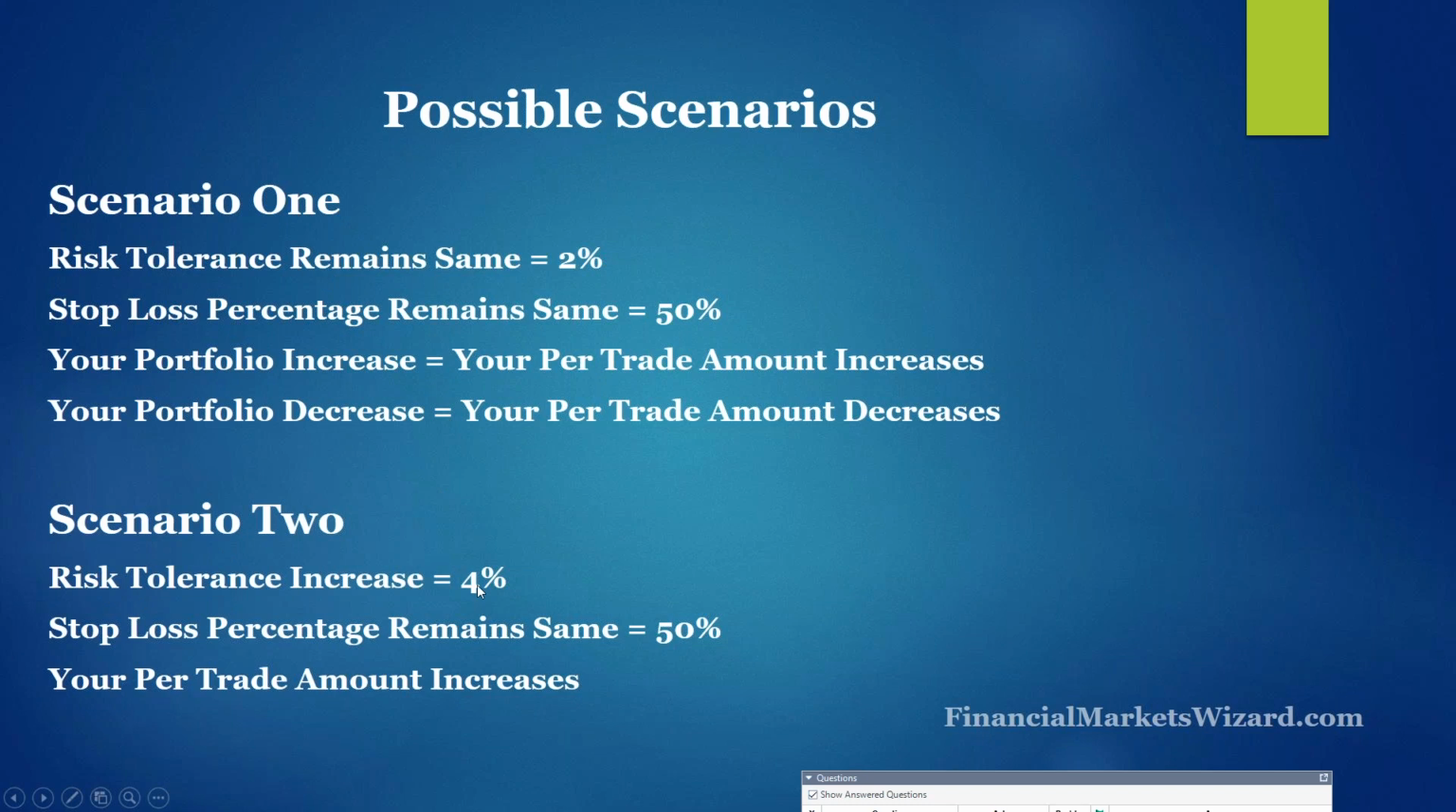Scenario 2. Let's say scenario 2 is 4%. Risk tolerance is 4%. You increase your risk tolerance from 2 to 4. You said, okay, I'm willing to risk 4%. Your per trade amount will increase because you're willing to risk more. You're willing to risk 4%. Okay. So when you know that you're willing to risk 4%, your per trade amount will increase.